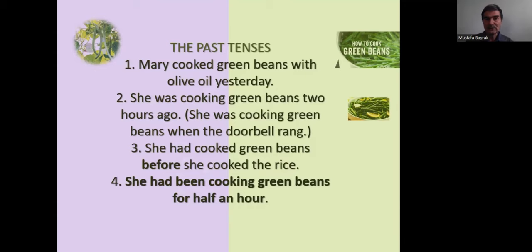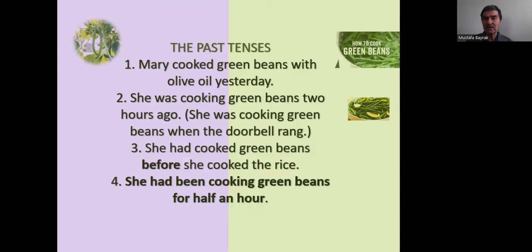So first she cooked green beans, then she cooked the rice. So she had cooked green beans before she cooked the rice, or after she had cooked green beans, she cooked the rice. The last one, number four, past perfect continuous tense. In this video, we are going to study this too. She had been cooking green beans for half an hour.